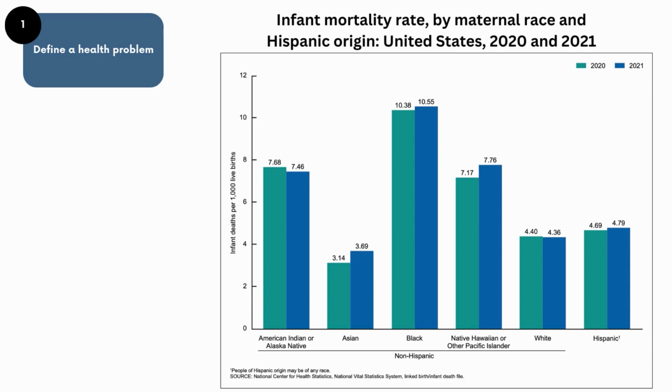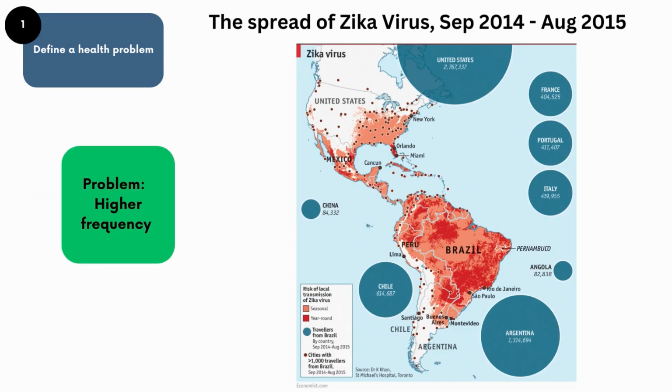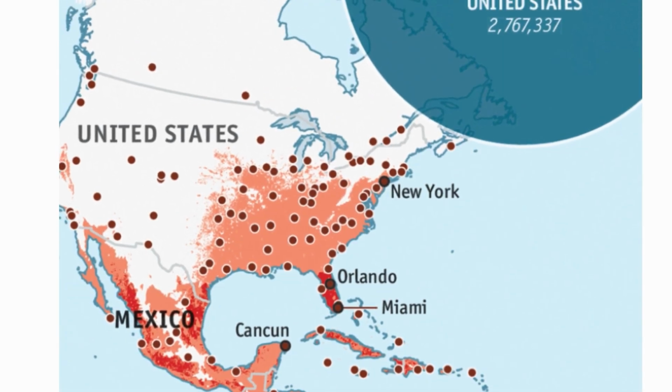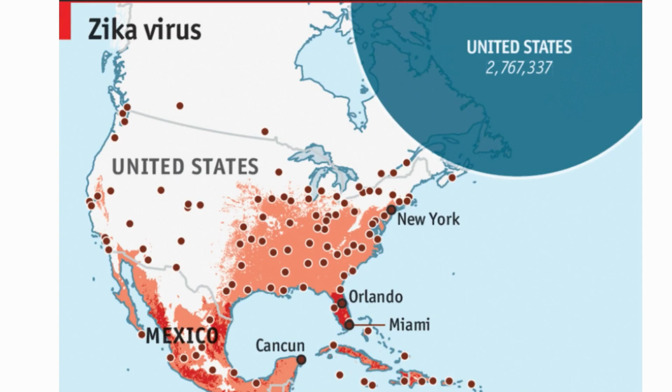This graph shows the infant mortality rate in 2020 and 21 in the United States for 6 different groups based on maternal race and Hispanic origin. We can see that infant mortality was much higher in 3 of these groups. Epidemiologists can also identify problems by looking at changes in the frequency of a health issue. In 2014 and 15, a mosquito-borne virus new to the United States began to emerge, Zika virus. Because epidemiologists were monitoring diseases like Zika virus, they were able to detect the outbreak.